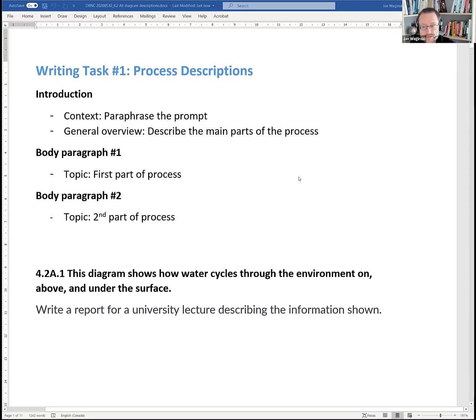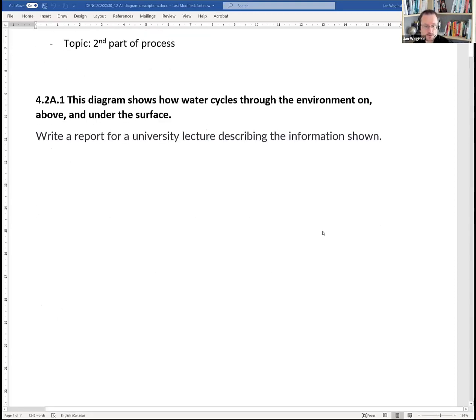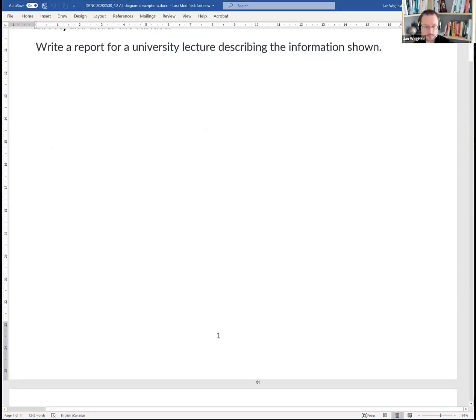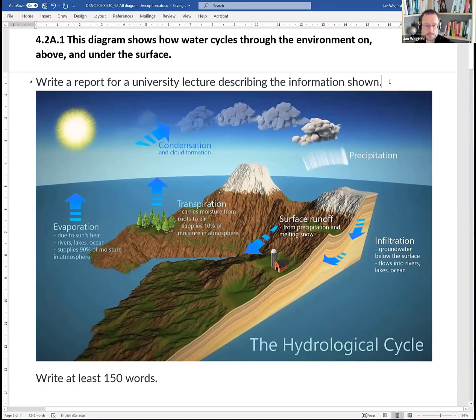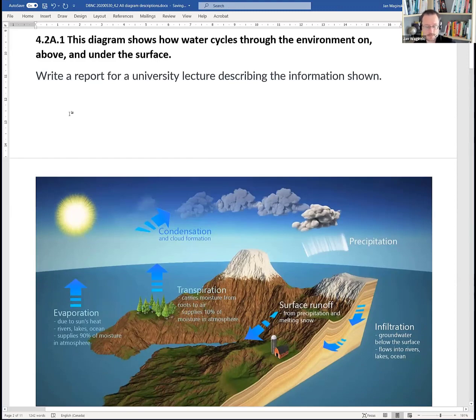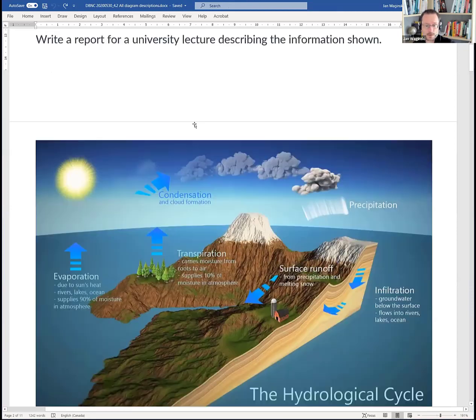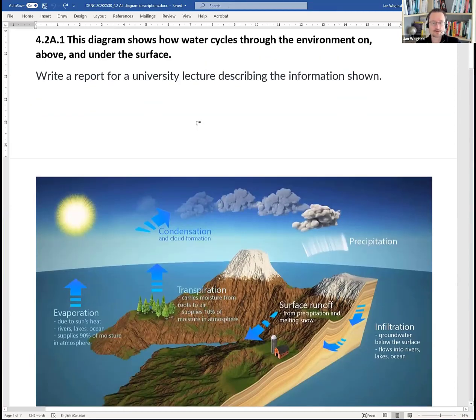All right, so we're going to continue today with writing task 1 process diagrams. The last one that we did was hydroelectric power generation, but today we're going to go through the water cycle. The diagram shows how water cycles through the environment on, above, and under the surface.